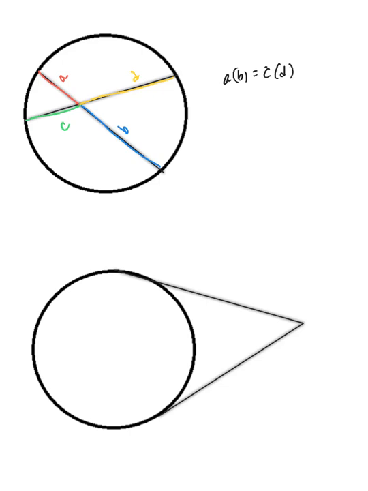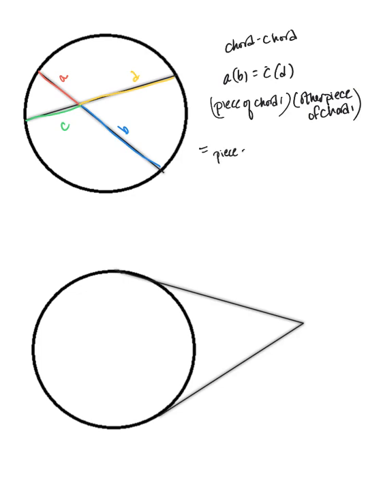Eventually, when I do proofs, you'll see where some of these ideas come from, how they actually come together. Where do these formulas come together? So when you have a chord, it's just piece of chord 1 times other piece of chord 1, equals piece of chord 2 times the other piece of chord 2.